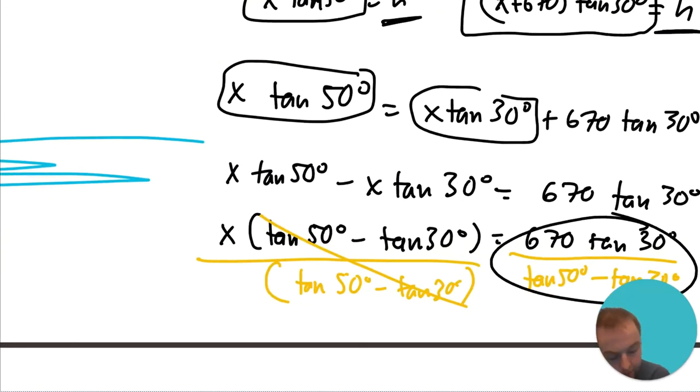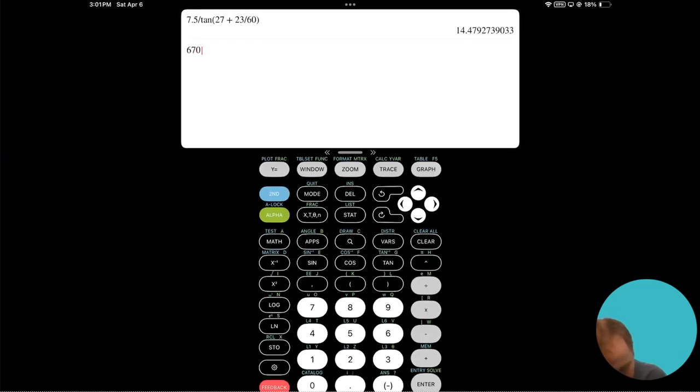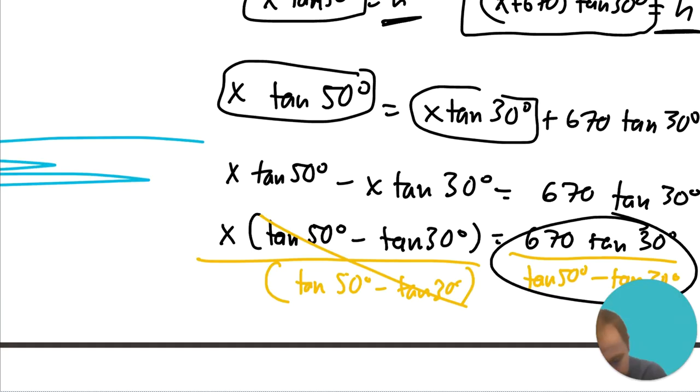So if I input that into a calculator, 670 tangent of 30 degrees. And then we need to divide that by, so I need parentheses so that I make sure that the tangent of 50 minus the tangent of 30 all gets divided by here. And then we get that approximation for what x would be, so about 629.59.